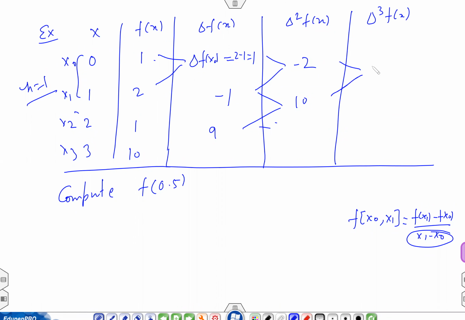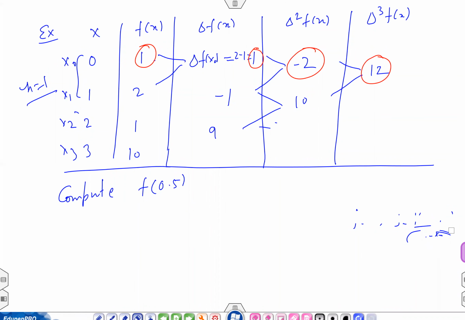In this table, if we are applying forward, we are interested in the first value, just as we are always interested in the first value of the Newton divided difference table. We do the same thing here. So now apply the formula. What do you have to compute? You have to compute f of 0.5.